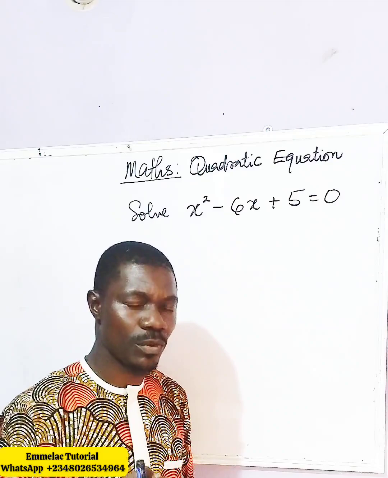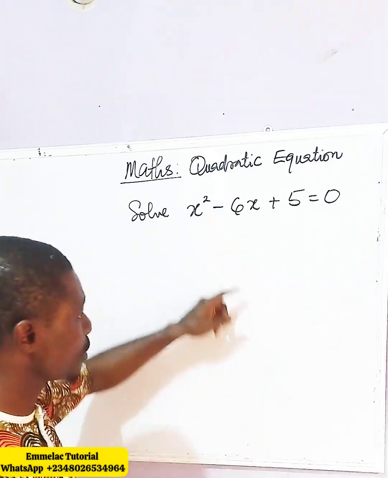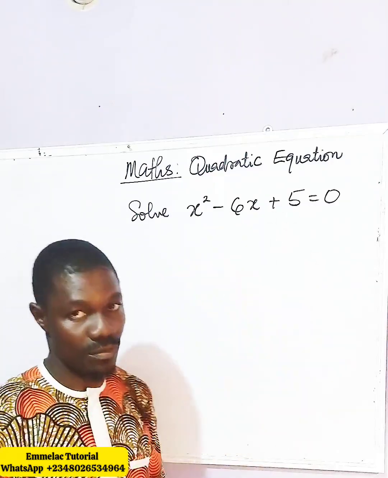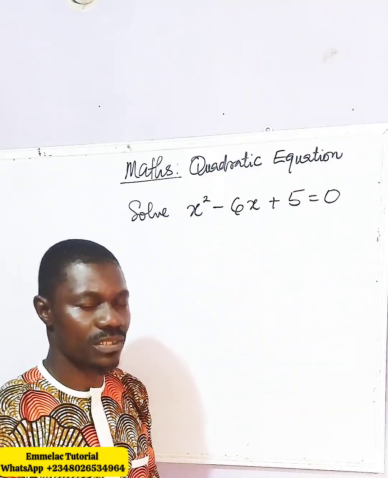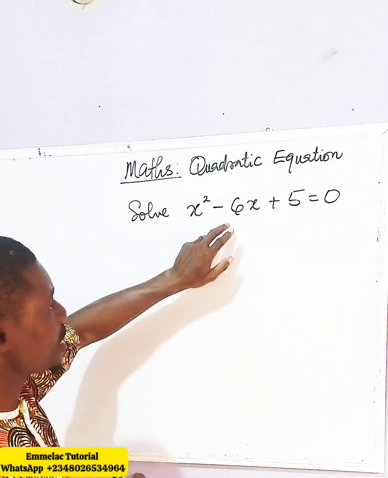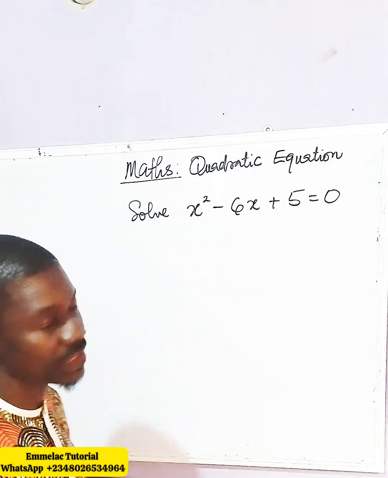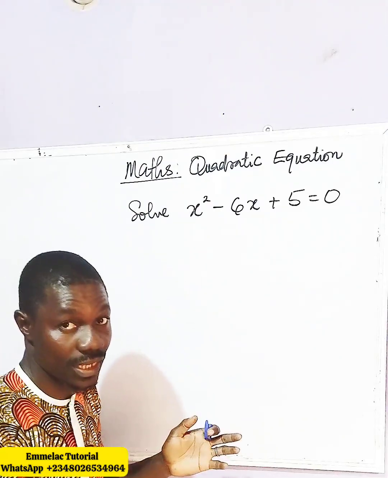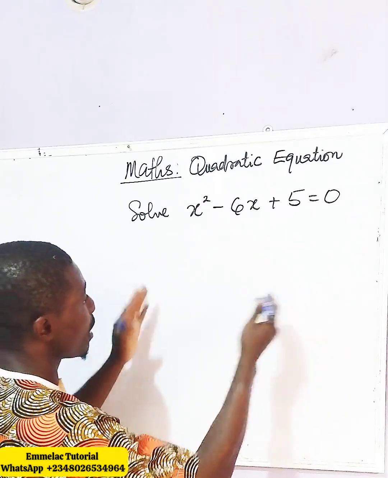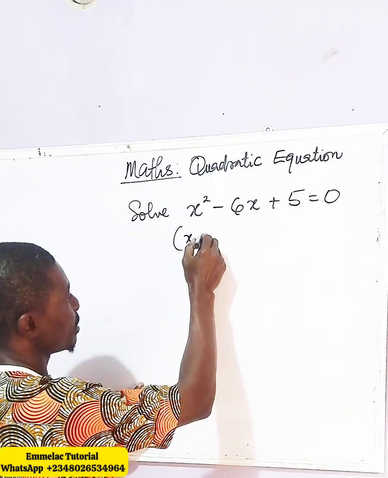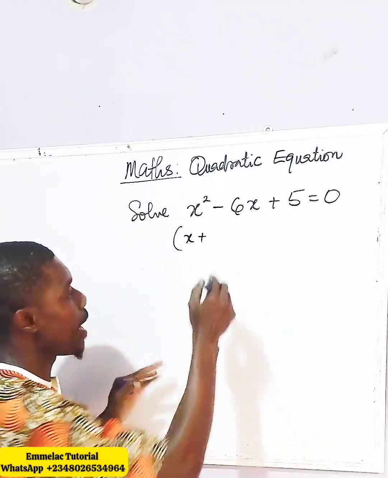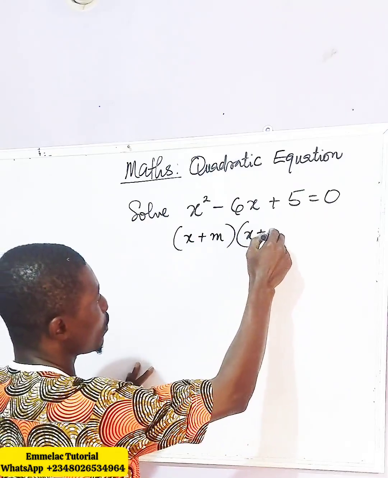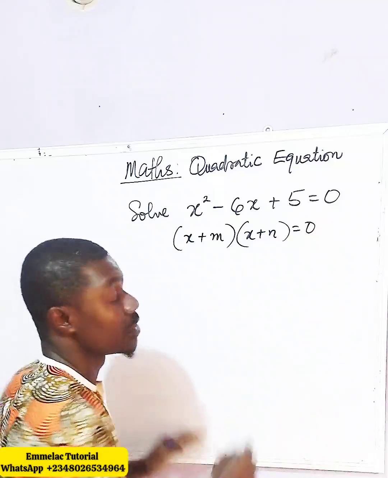Now, what is the method I'm going to use? This time around, I'll be concentrating on the sum rather than the product. So, how do we go about it? First of all, since we have the sum here to be negative 6, okay? But take note, for us to get the two terms, this will be x plus, let us say m, into x plus, what? n, all equals 0.